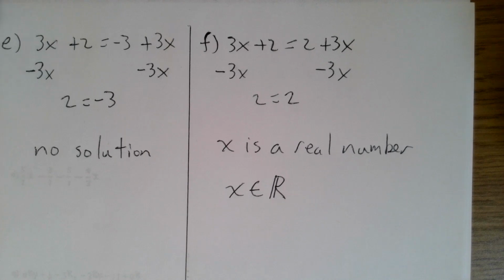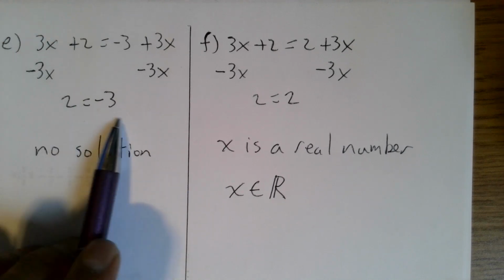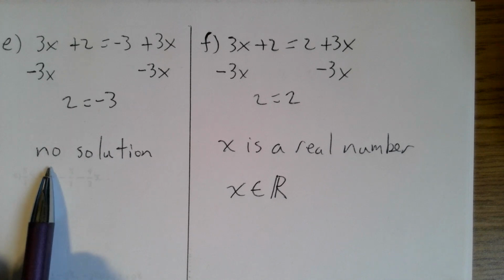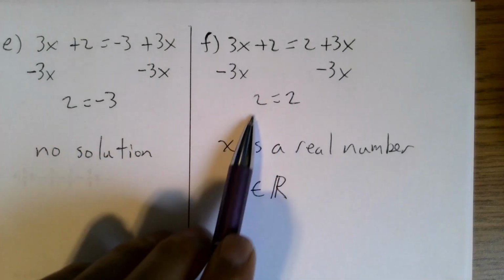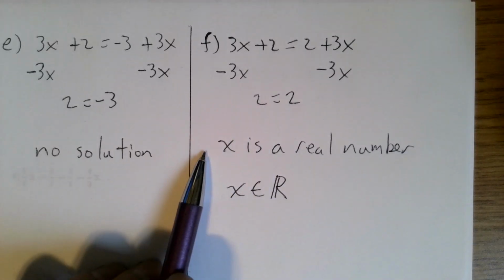Okay, so notice, if all of the x's go away and we end up with something that's always false, then it doesn't matter what x is, it's always going to be false. We get no solution. If all the x's go away and we end up with something that's always true, it doesn't matter what x is, it's always true. So x can be anything, which means that the solution is that x is just any number, or a real number is how we say it.